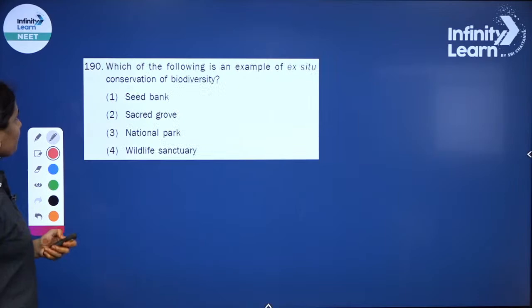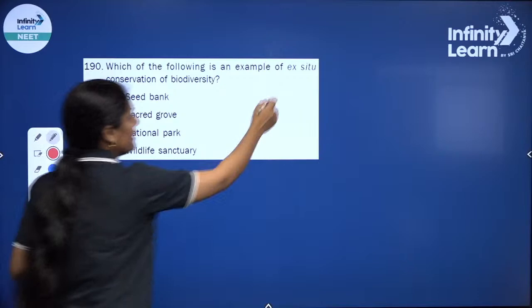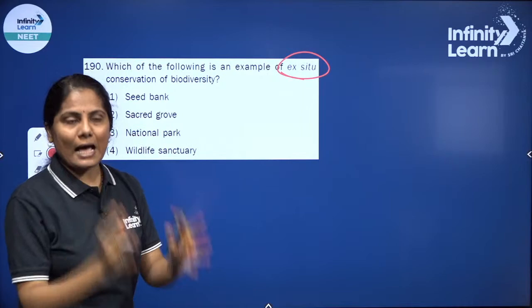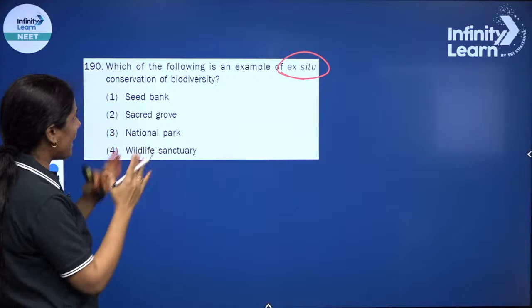Which of the following is an example of ex situ conservation of biodiversity? Let's understand this word ex situ, which is outside its natural habitat, right? So when it is outside of the natural habitat, we are talking about the seed bank, right?